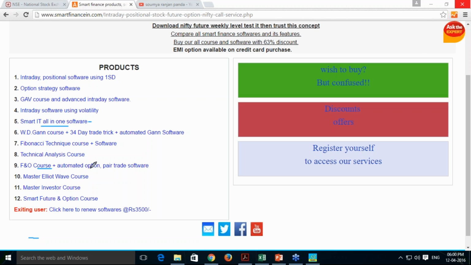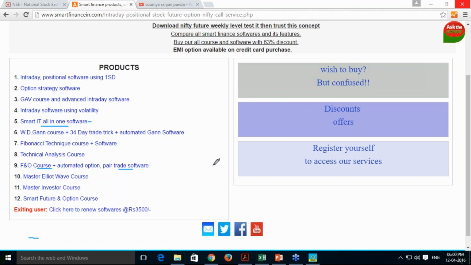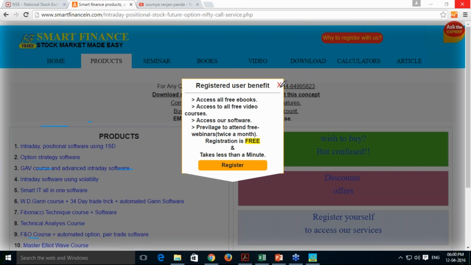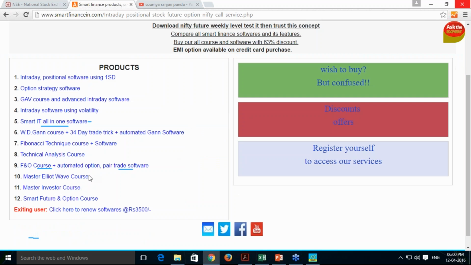So these are two products pertaining to this. In Smart IT 8500, you get that software along with the other software. And if you take the pair trade software alone, it comes with a futures and options course, so that you can implement those pair trade concepts along with the option strategy in a better way. So this is how you can look into these particular courses.